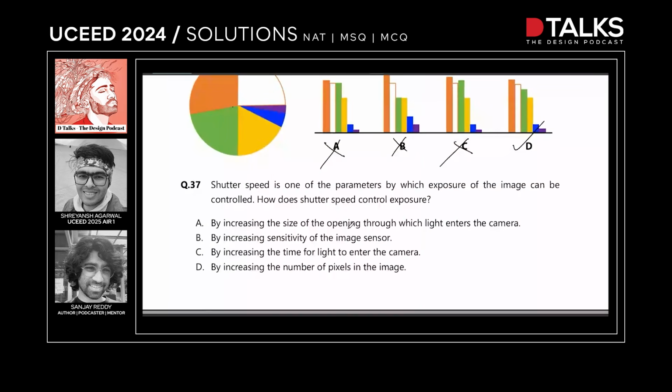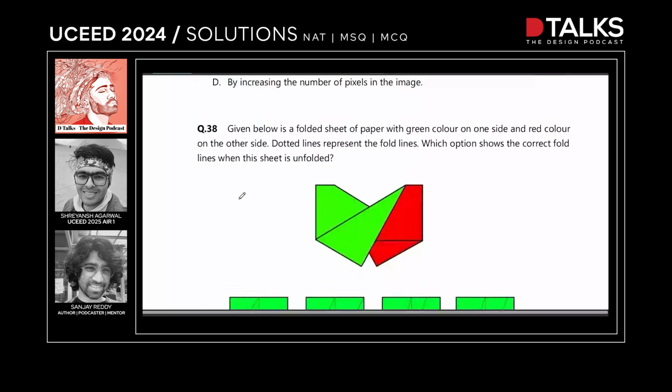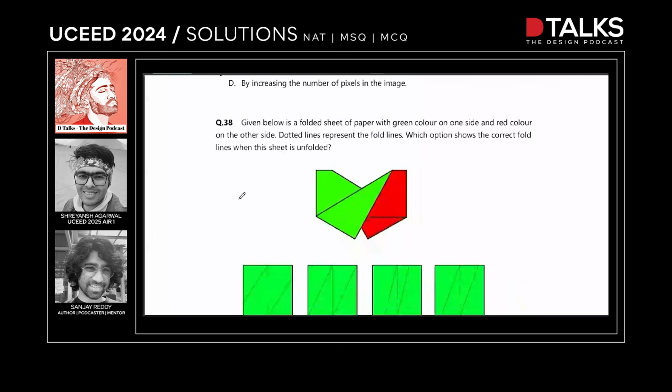37. Shutter speed. This is pretty straightforward. Shutter speed is one of the parameters by which exposure of the image can be controlled. How does the shutter speed control exposure? That has to be the time for light to enter the camera. It's just time. Nothing to explain here. Just read up theory. You can find enough of it online.